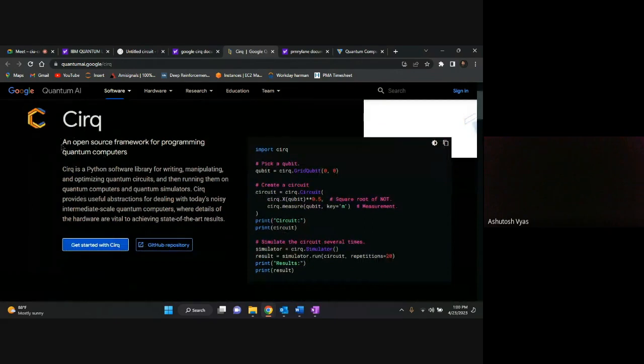So having said that, let's quickly look into what are the starting points for you to start building your journey of quantum computing. Now, Google has actually provided something called quantum AI. Google has provided us a library which is called Cirq. We call it Cirq, whatever you want to call it.